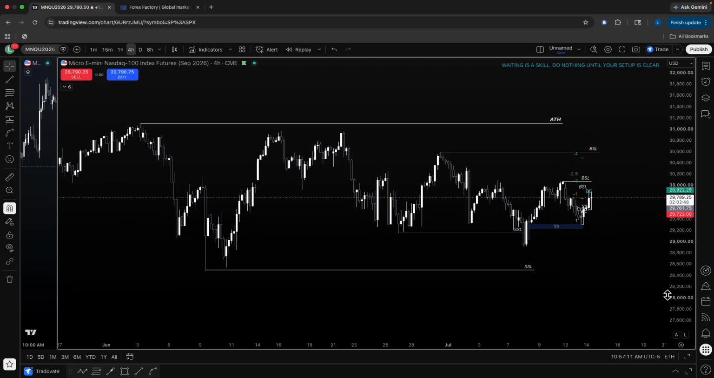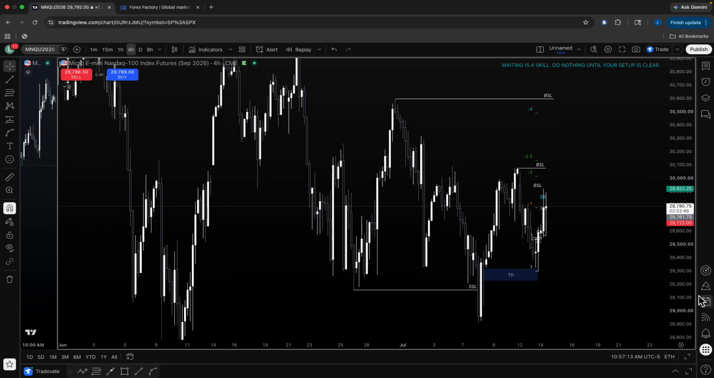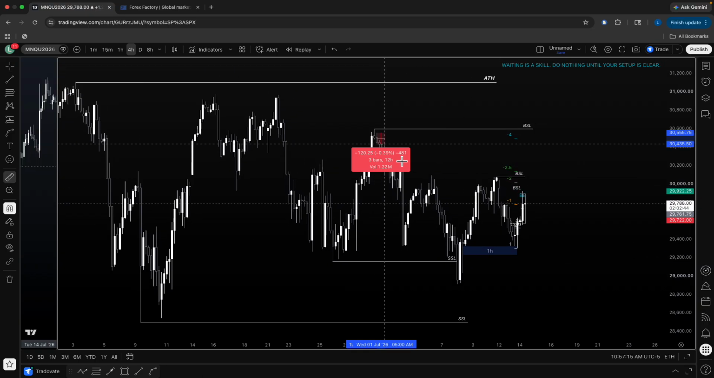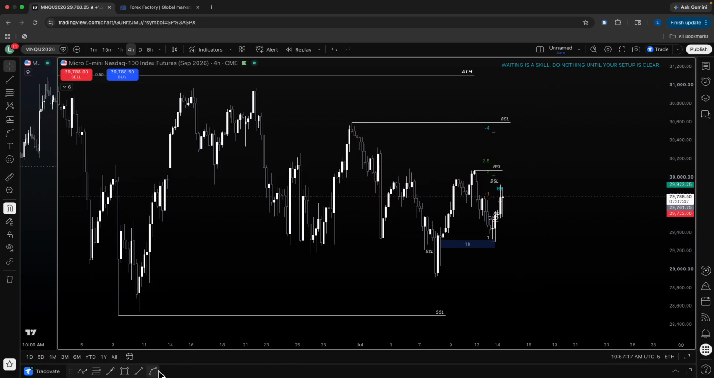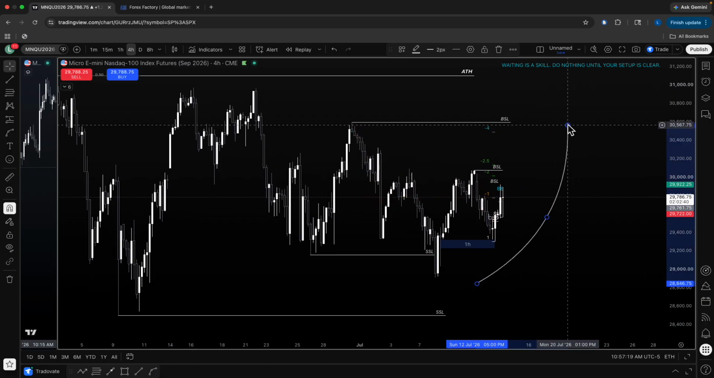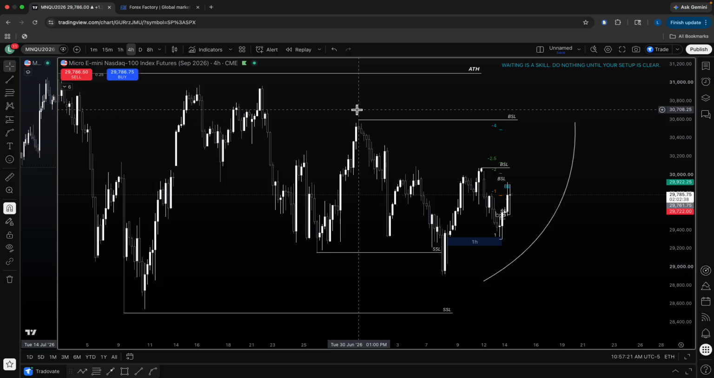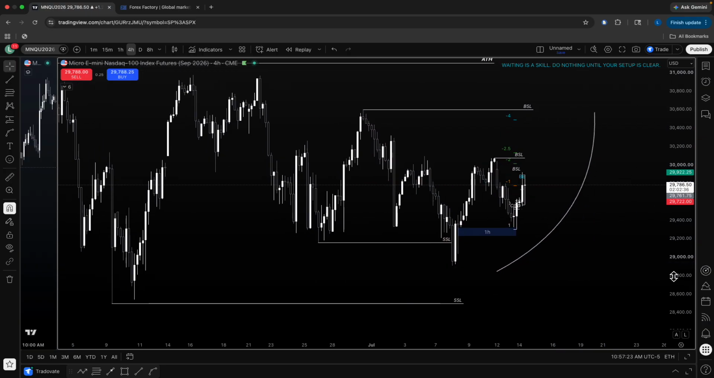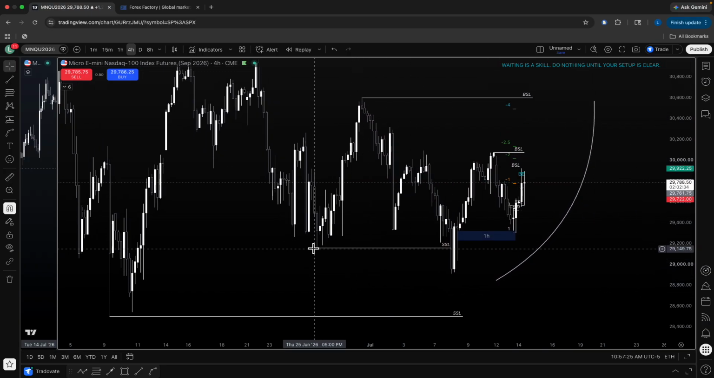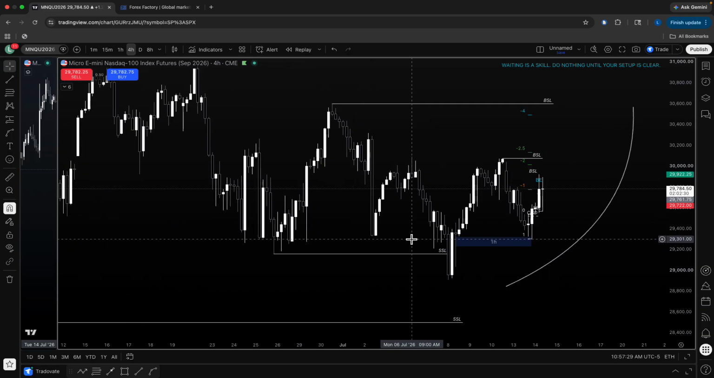Looking here at NQ on the bigger time frame, I recognize that this looks very much like a market maker buy model, and I think that we should see buy side of the curve here. I immediately recognized this as soon as I got on the market this morning. Basically, with this move lower here, we've swept out this internal sell side liquidity.